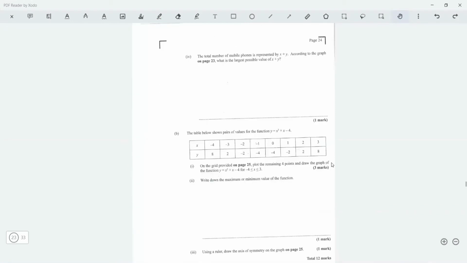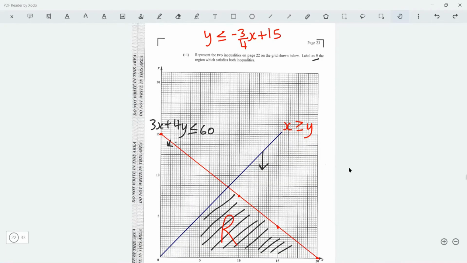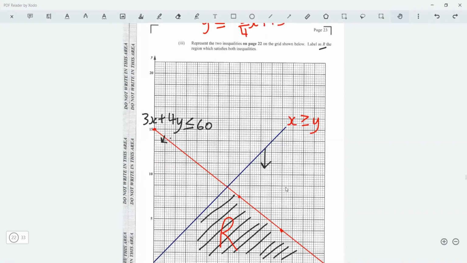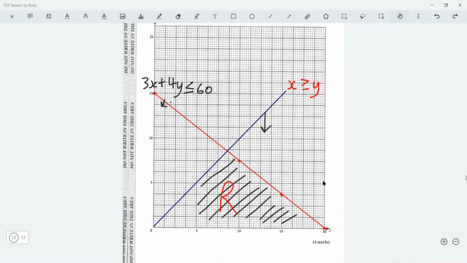Now it says the total number of mobile phones is represented by x plus y. According to the graph, what is going to be the largest possible value of x plus y? So what we need to examine is what can be the largest possibility of x plus y. Let's examine this right here. Let me bring this down. Let's examine at different points. Let's examine at this point right here.